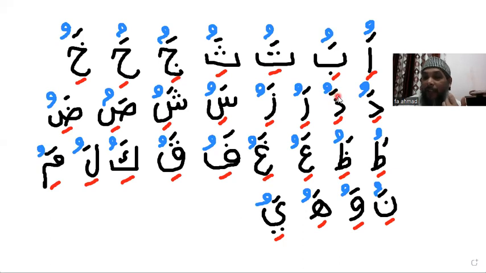And dhal fatha dha, and dhal kasra dhi, and dhal damma dhu, and ra fatha ra, ra kasra ri, and ra damma ru, and za fatha za, and za kasra zi, and za damma zu, and sin fatha sa, and sin kasra si, and sin damma su, and shin fatha sha, and shin kasra shi, and shin damma shu, and sad fatha sa, sad kasra si, and sad damma su.